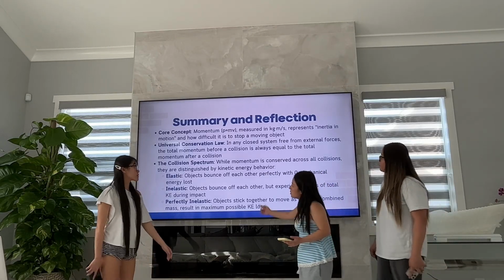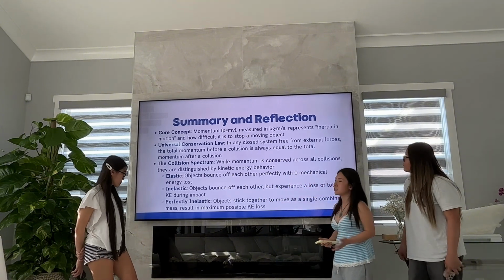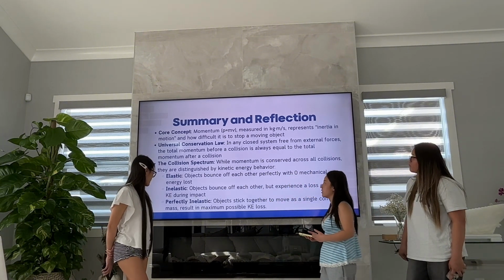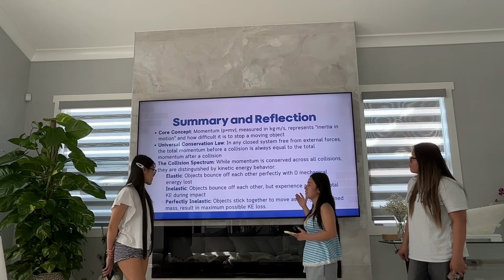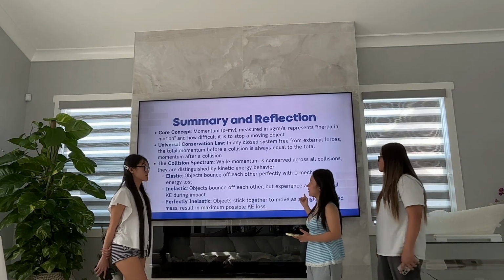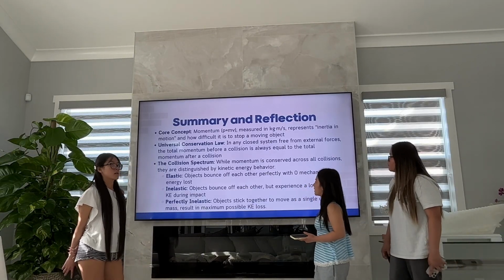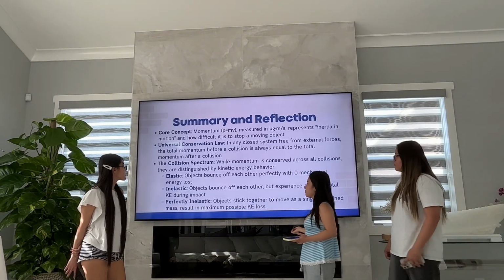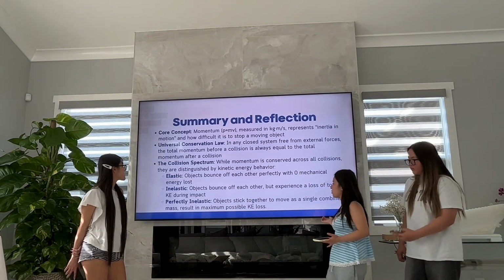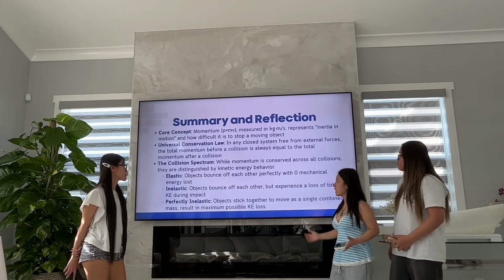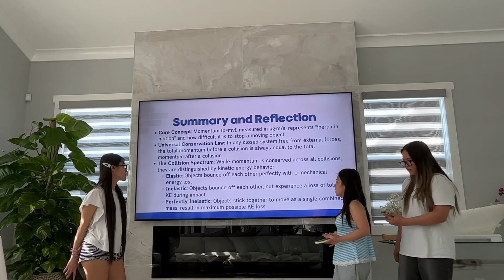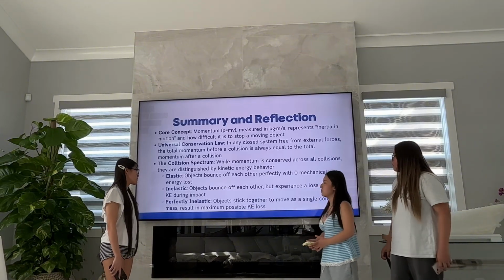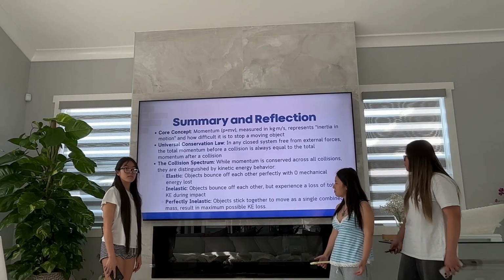And the collision spectrum: while momentum is conserved across all types of collision, what differs is the kinetic energy. In elastic collision, objects bounce off each other with zero mechanical energy loss. For inelastic, objects bounce off each other but experience a loss of total kinetic energy during impact. And in perfectly inelastic, objects stick together and move as a single combined mass, resulting in the maximum possible kinetic energy loss.